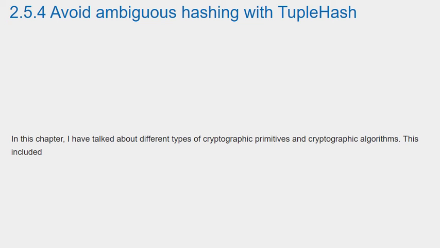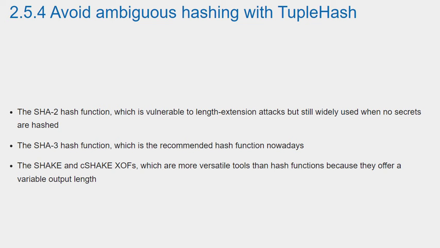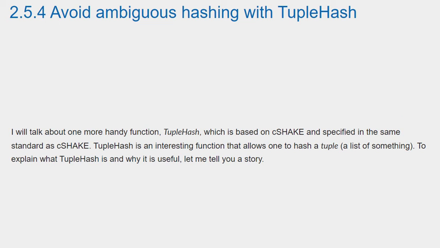Section 2.5.4. Avoid ambiguous hashing with Tuple Hash. In this chapter, I have talked about different types of cryptographic primitives and cryptographic algorithms. This included the SHA-2 hash function, which is vulnerable to length extension attacks but is still widely used when no secrets are hashed. The SHA-3 hash function, which is the recommended hash function nowadays. The SHAKE and cSHAKE XOFs, which are more versatile tools than hash functions because they offer a variable output length.